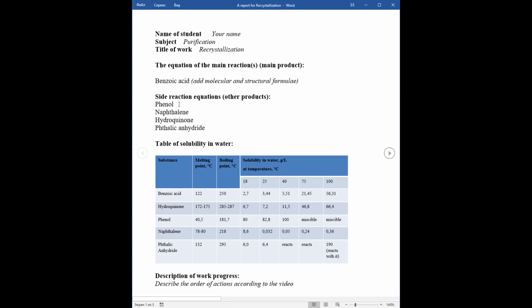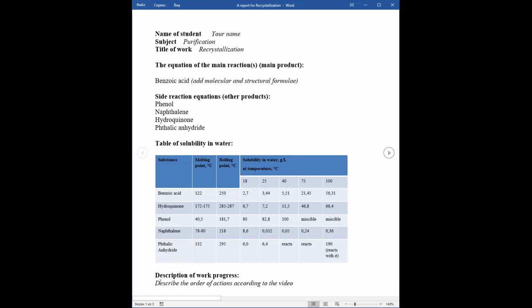You should also add molecular and structural formulae for side products or other products such as phenol, naphthalene, hydroquinone, and phthalic anhydride, as in the previous work. The next, there will be the table of solubility, the main table with the working numbers, working figures, which we will use in our task. And the next, there will be the description of work progress.